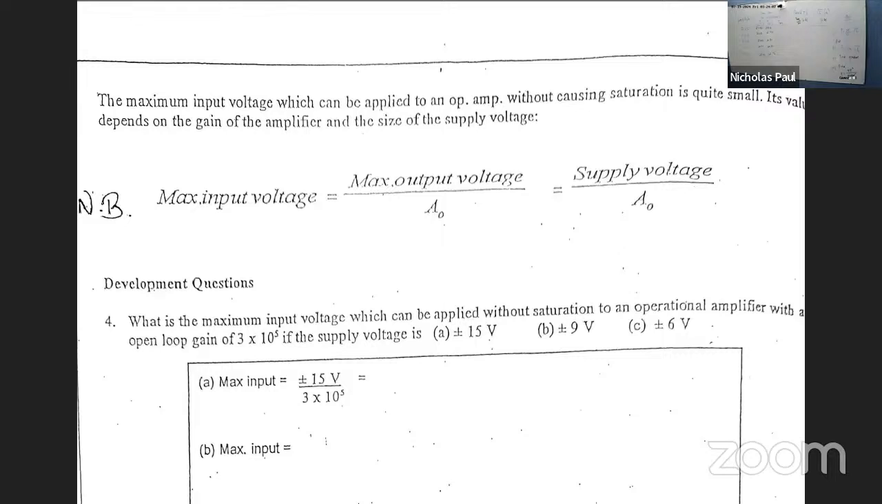Saturation occurs when the output voltage is bigger than the supply. You understand why? Why would you expect an amplifier to give you a value that is not being supplied to it? It doesn't have the energy for that. It doesn't have the energy to give you something bigger than 15 volts or smaller than negative 15 volts. That's okay?